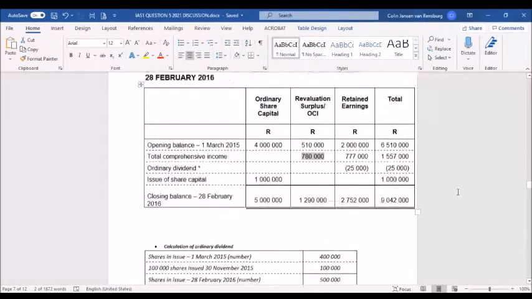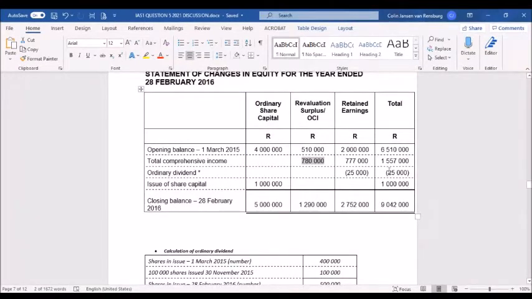There's our revaluation surplus column. There's our retained earnings column, and the amount with which we increased that column, and that is the total comprehensive income. Also note, ladies and gentlemen, that we only use one line item for this, and we call that total comprehensive income. So we're not going to have a separate line item for the profit or loss, right?